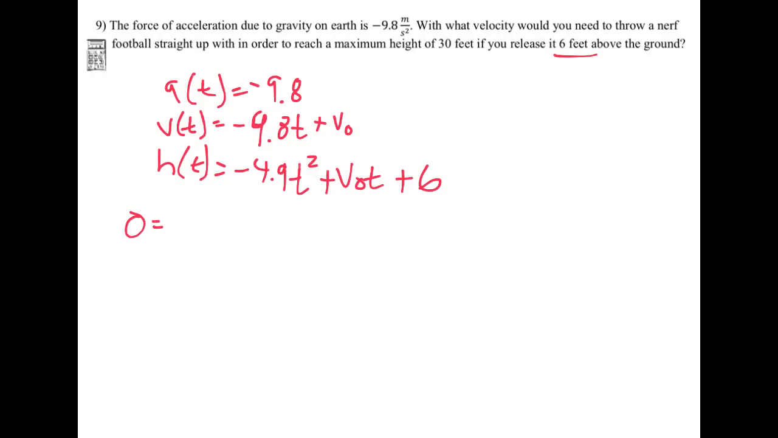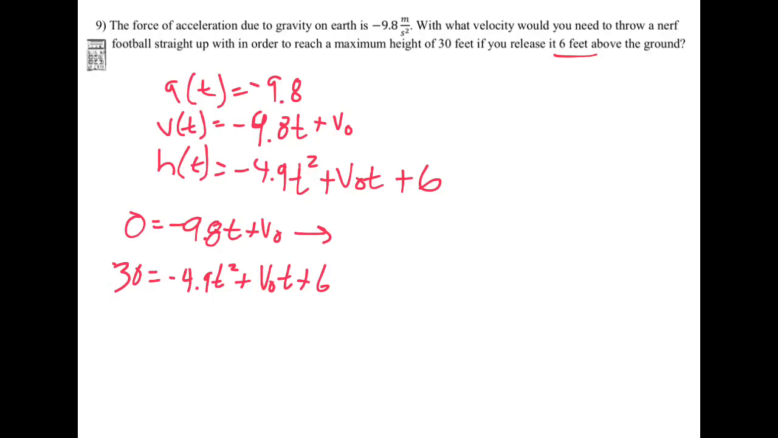So I'm going to say 0 equals negative 9.8 t plus v naught, setting my velocity function equal to 0. That implies that t value is the time it takes to reach the maximum height. And I can then say that h of t, the maximum height of 30, equals my height function, negative 4.9 t squared plus v naught t plus 6. Now I can rewrite this velocity equation as 9.8 t equals v naught, and substitute that in for v naught right there.